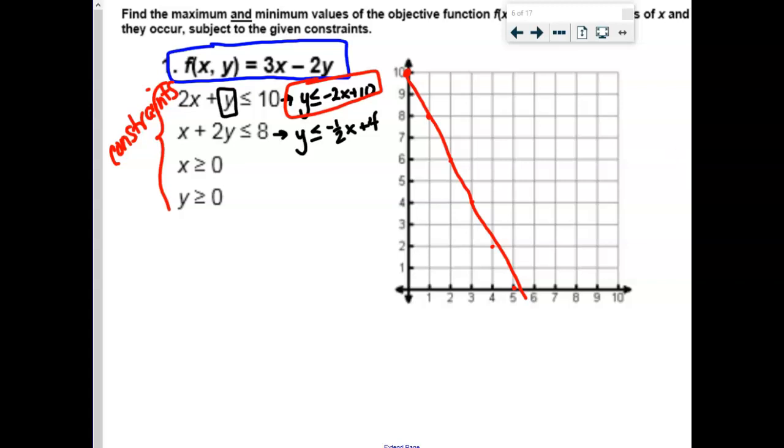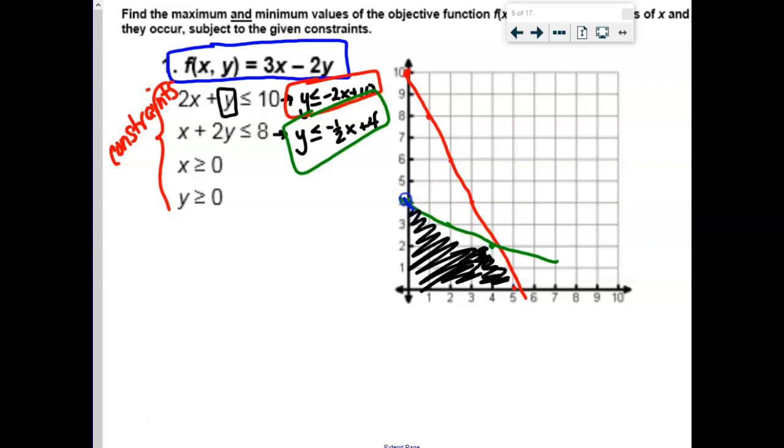Now the other line, this guy, that starts at 4, and then his slope is negative 1 over 2. Close enough. And then the feasible region would be, remember, we're shading underneath all these lines, these red and green lines, and then to the right and above the axes. So this right here is your feasible region.